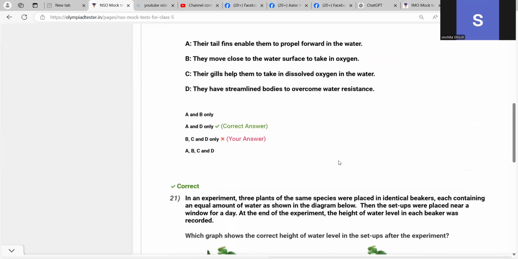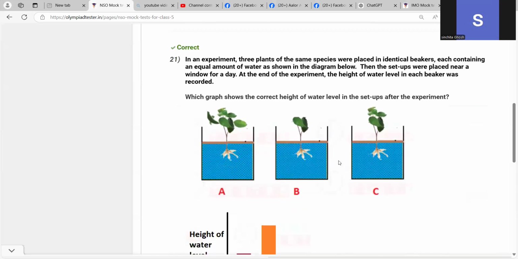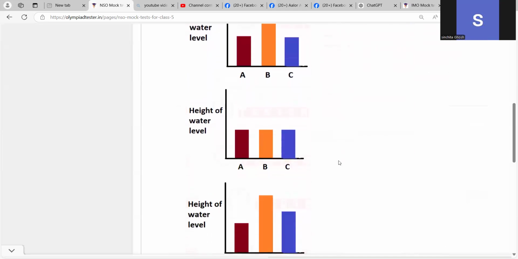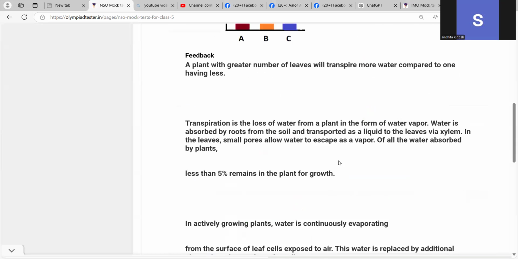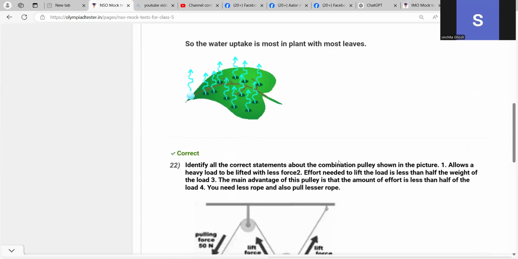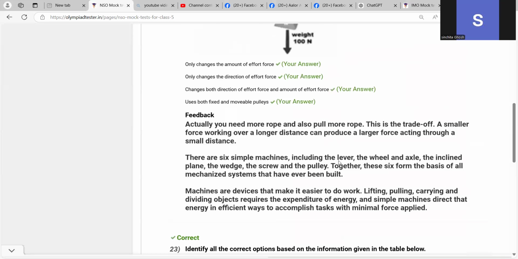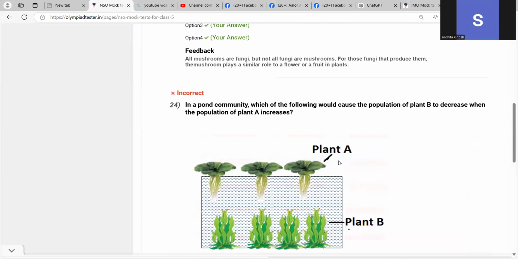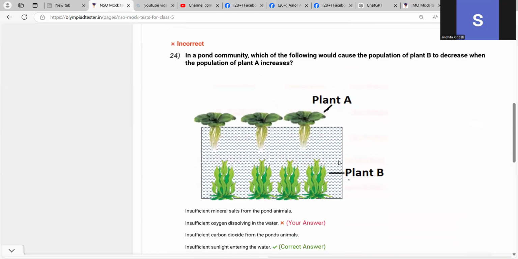So the correct answer, I repeat once more, is A, because the tail fins are so designed that they will help in the movement in water. And similarly D, you have done this. They have streamlined bodies to overcome water resistance. So these are the correct answers. Done. Now let's move to the next one. This one is correct. This one is also correct. Number 23 is also correct, but number 24 is wrong.